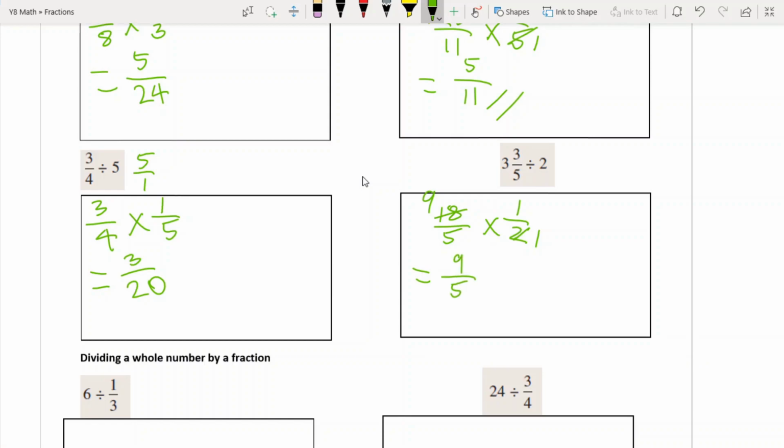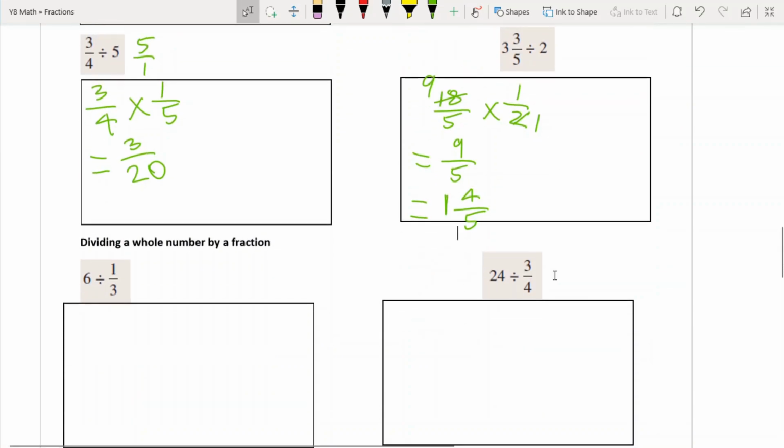And remember, always leave your answer as a mixed number unless the question asks you otherwise. So 5 goes into 9 once, so we have 1 as a whole number. That gives us a remainder of 4, so that becomes 1 and 4 over 5.